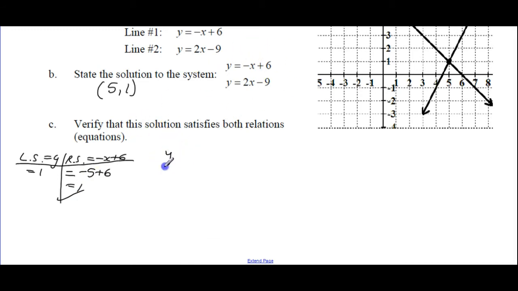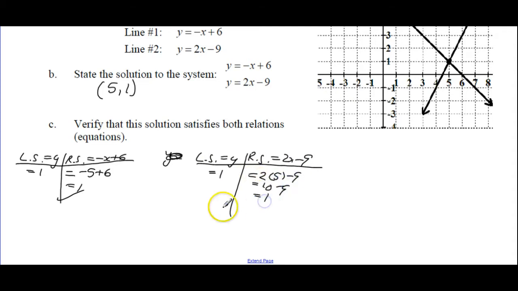Now let's check the other line. The left side is equal to y, and the right side is equal to 2x minus 9. That's 1. This is 2 times 5 minus 9, 10 minus 9, also 1. So that is a solution that satisfies both relations, or both equations.